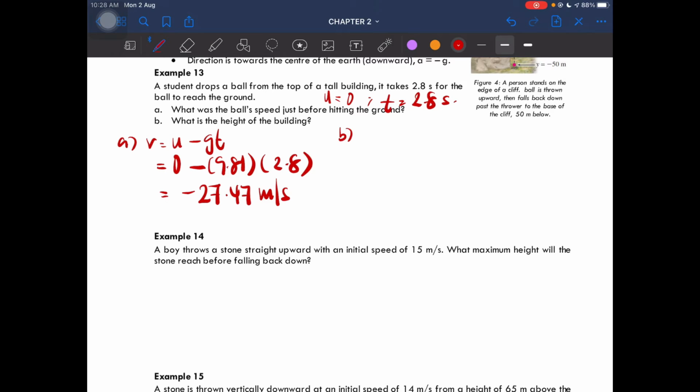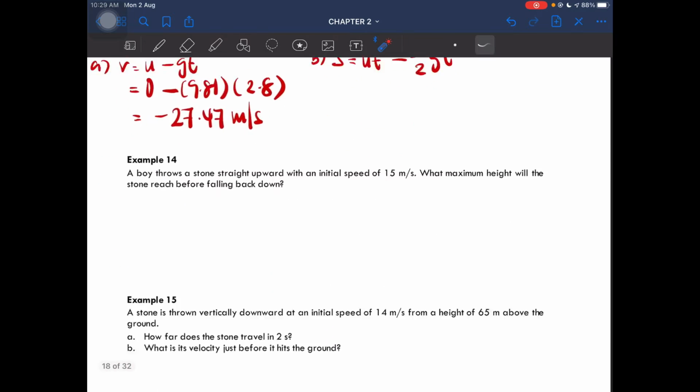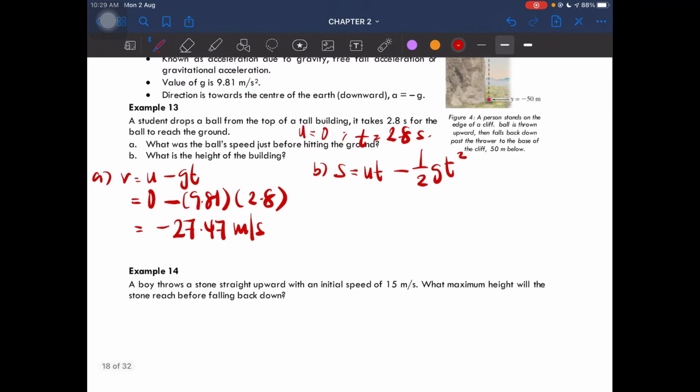So the height of the building can be calculated using this formula, half gt square. This formula is here, this free fall. We have 0 here, negative 9.81 here, t is 2.8 square. Then we have the displacement to be negative 38.46 meter. Negative again means it is downward. Okay, right, so that is example 13.